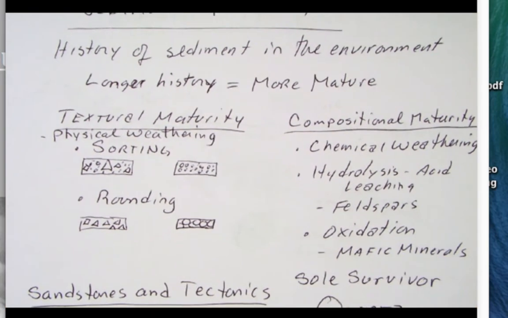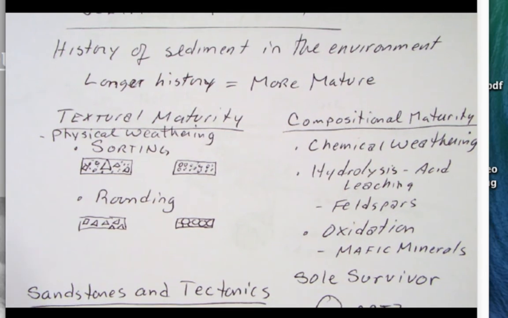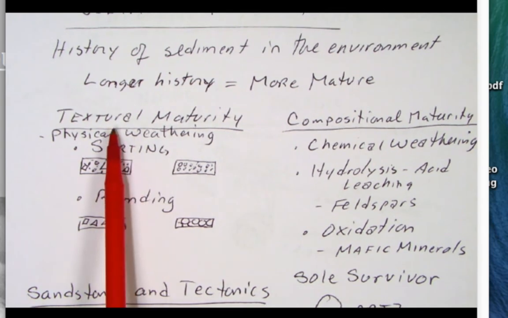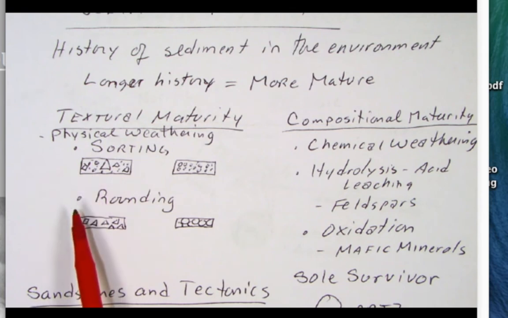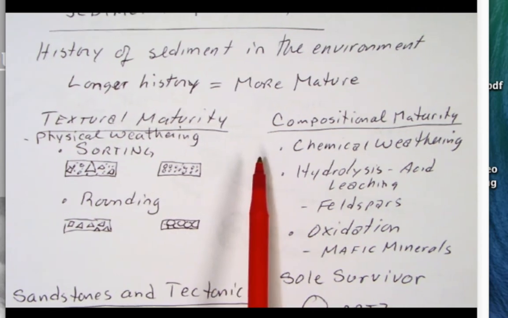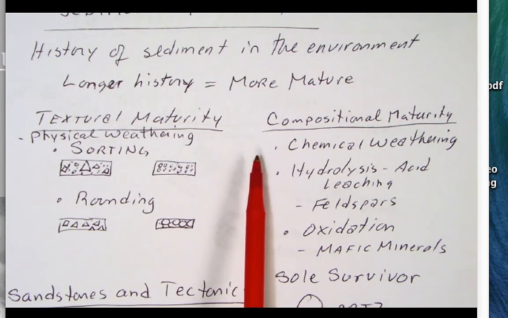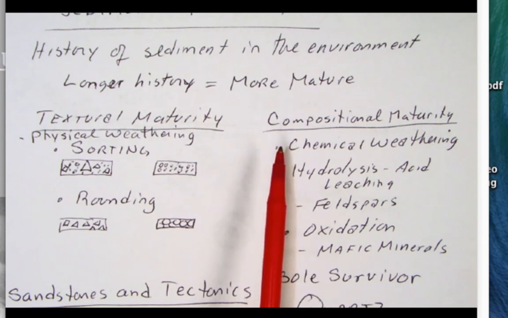And so there's two ways of looking at maturity of sediment. Again, remember the history of the sediment will give us ideas as to past environments and even tectonic settings. So the two ways to look at it is there's textural maturity, which deals with the size of the mineral grains, how well sorted they are, how rounded or angular they could be. Whereas compositional maturity describes what minerals could be present, and this one's really affected by chemical weathering processes.